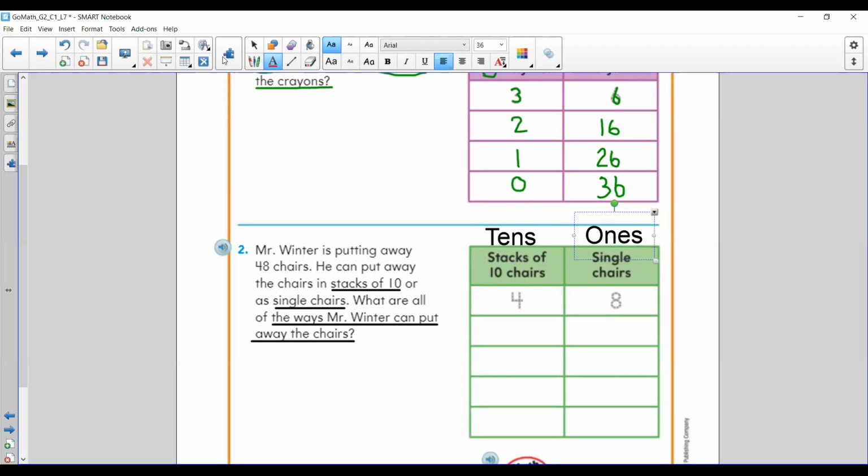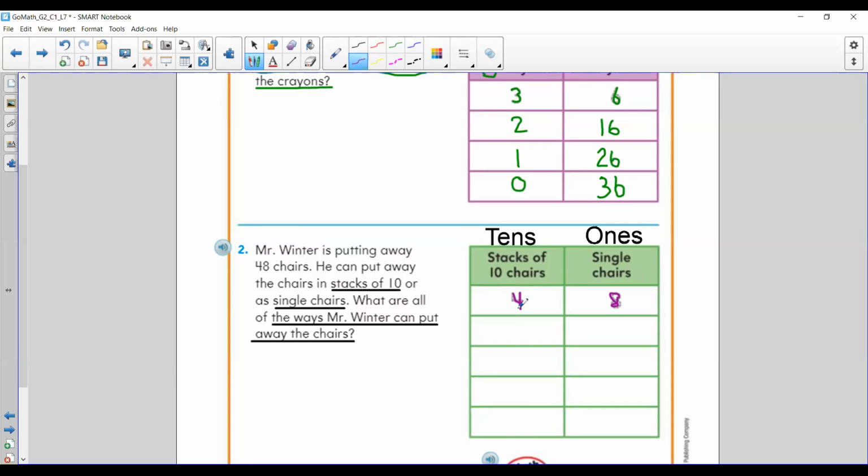So we start out with 48. So we can just trace over the 4 stacks of 10, and then 8 single chairs. So that makes 48. Can you imagine how that would look? Chairs, remember when we stack chairs in the classroom? I don't think we can stack 10 because that might fall over, but these are special chairs. So you can count by 10s if they're in stacks.